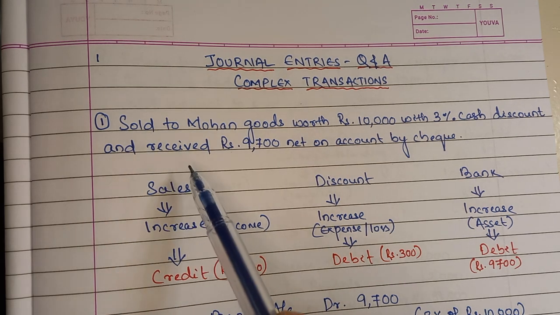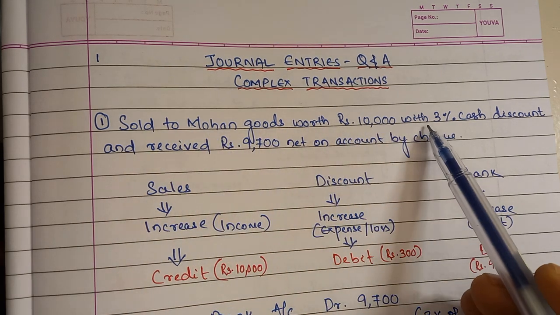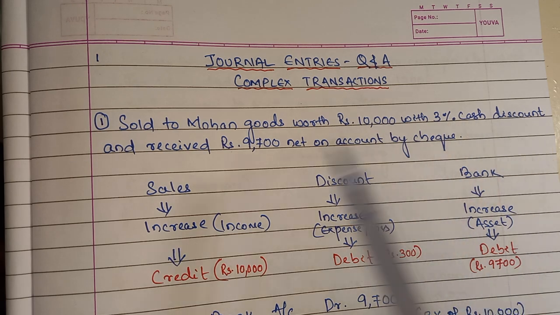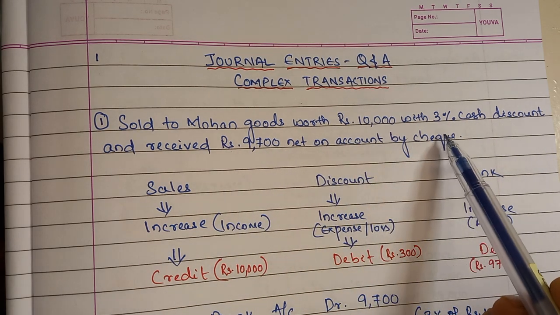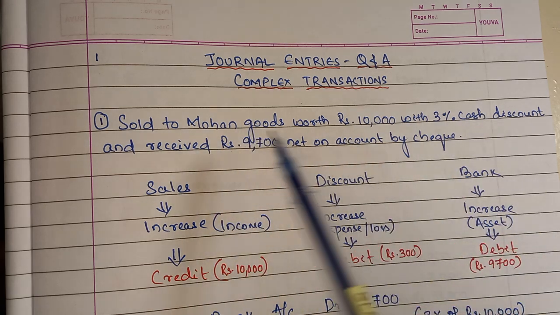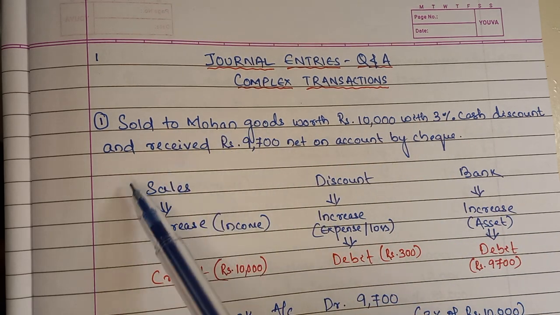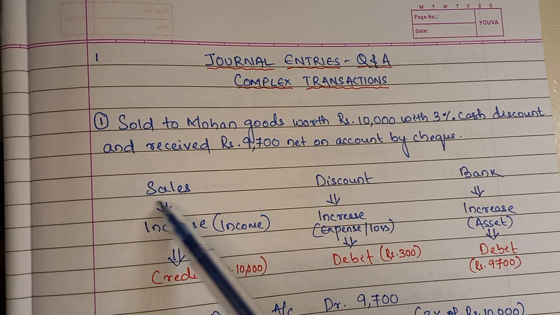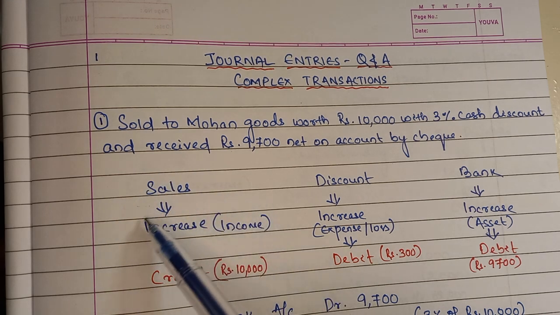First example: sold to Mohan goods worth rupees 10,000 with 3% cash discount and received 9,700 net on account by cheque. So what is happening in this transaction? Sold to Mohan goods. So what is happening? Sales, correct? The business's sales is increasing because you are selling to Mohan.